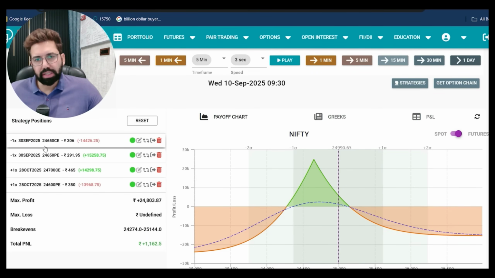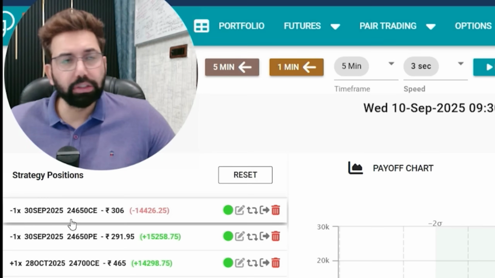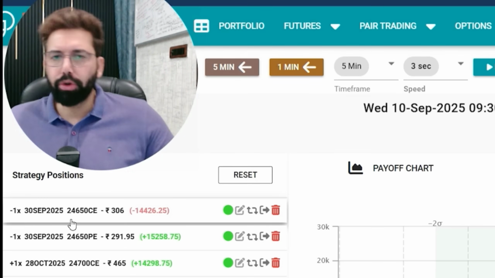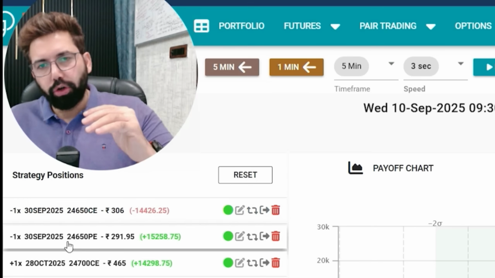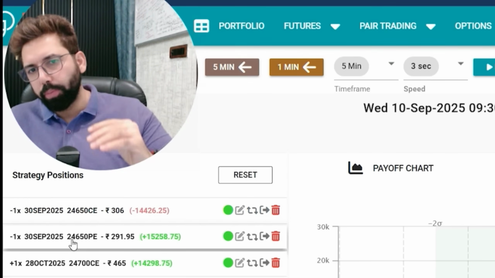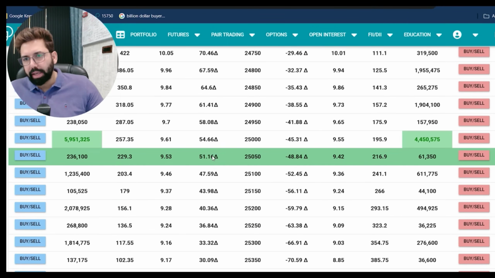First thing we have to see is which strike we sold of the call. We sold 24,650 in this simulator. So what we look forward to do is buy the call, which is around 100 points up. What we have to do on the put side is the same thing. We go 100 points down and we look to buy a 24,550 put. So let's just buy a call first and then we buy the put.